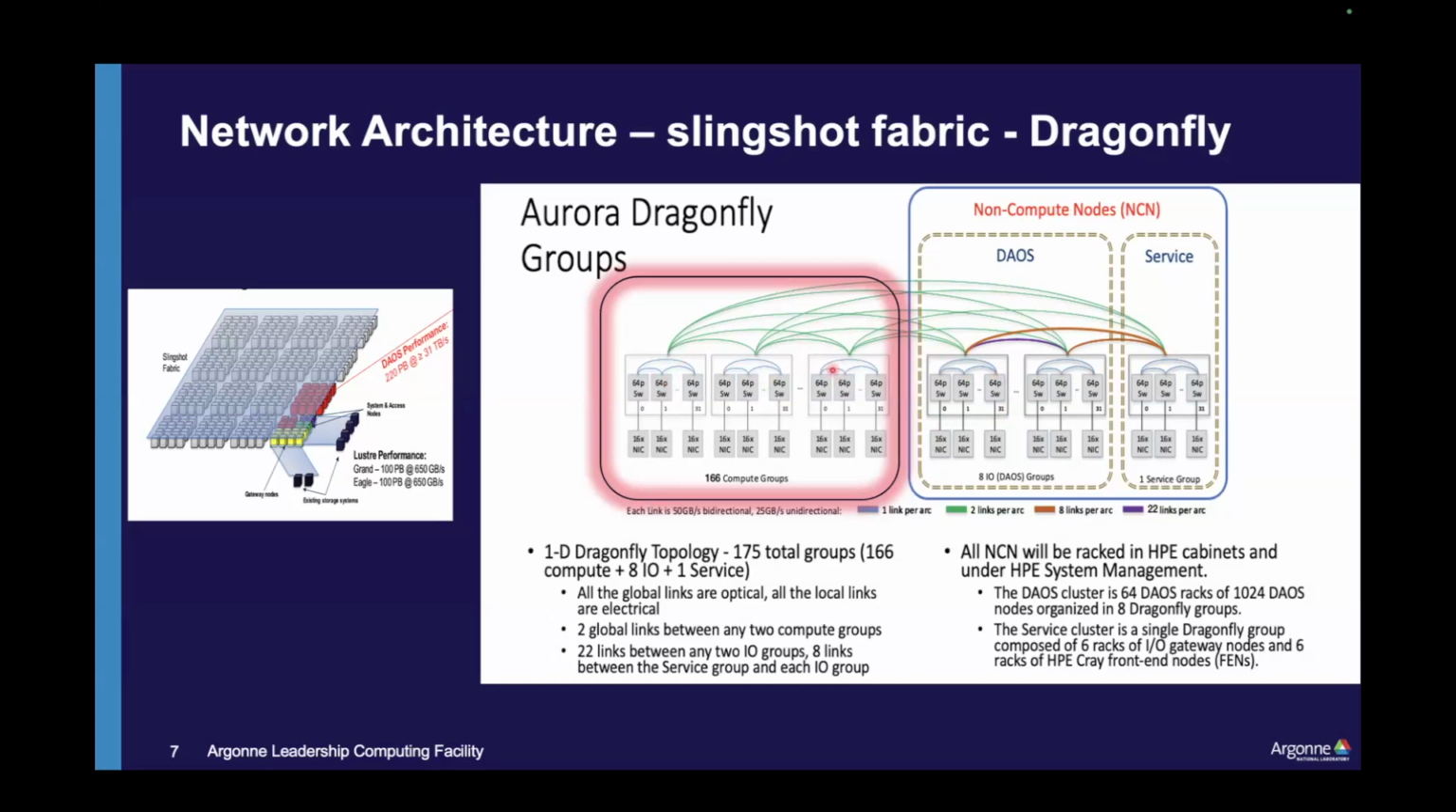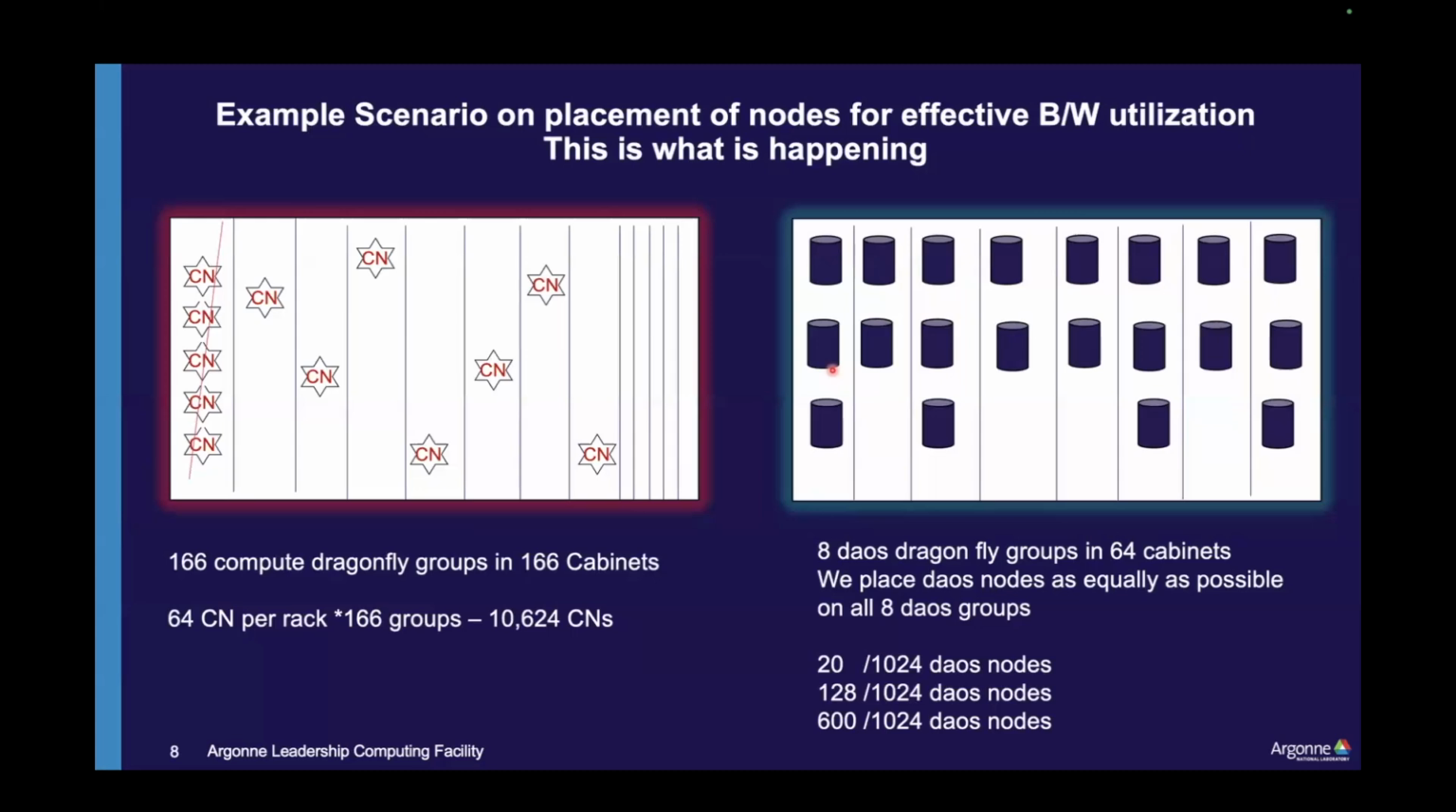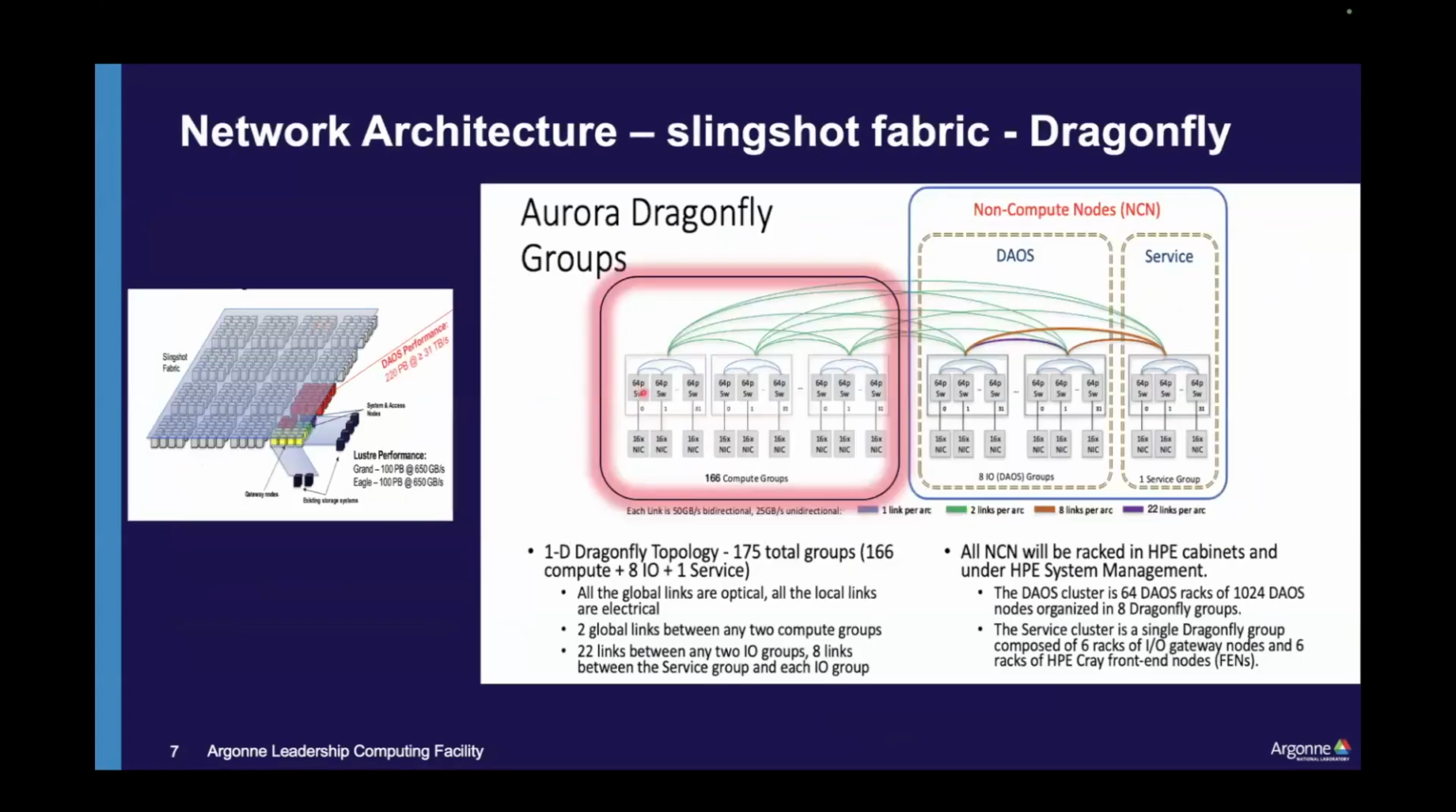Why I'm talking about this is that when you do a qsub, normally the nodes that you get are distributed everywhere. If you really focus on performance and want to squeeze out the best numbers, you need to place at least one compute node per rack so that you use these global highways, all the dedicated green links, the 166 green links going to the DAOS groups, which would give you the best performance.